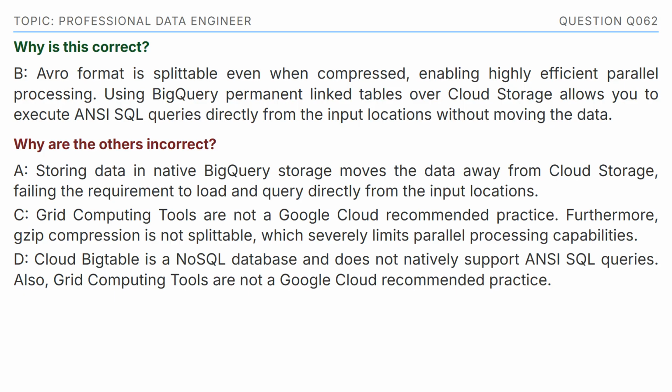A. Storing data in native BigQuery storage moves the data away from cloud storage, failing the requirement to load and query directly from the input locations. C. Grid computing tools are not a Google Cloud recommended practice. Furthermore, gzip compression is not splittable, which severely limits parallel processing capabilities. D. Cloud Bigtable is a NoSQL database and does not natively support ANSI SQL queries. Also, grid computing tools are not a Google Cloud recommended practice.